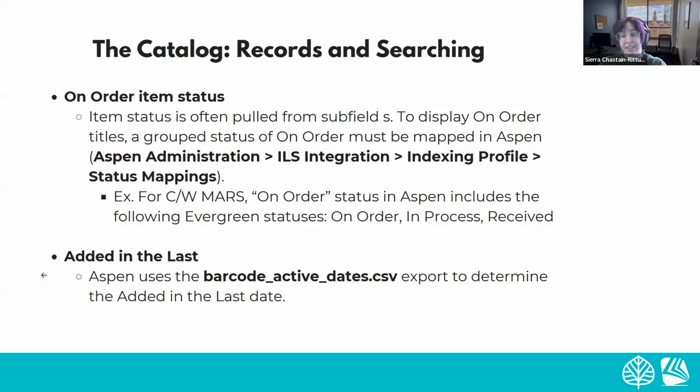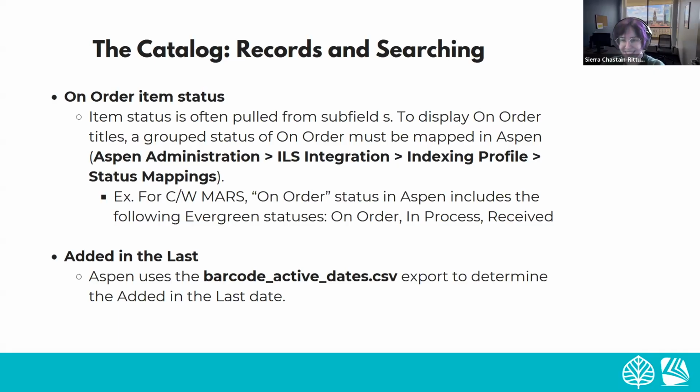Next is the added in the last filter. I use this a lot if I'm trying to help my libraries make a new titles browse category, or something like that. We have had some libraries get confused because they're wondering where that added in the last date is coming from. Because again, we're doing everything through exports, the added in the last date that Aspen is looking at is coming from this specific file, barcode active dates CSV.